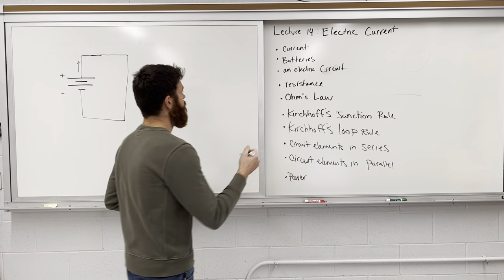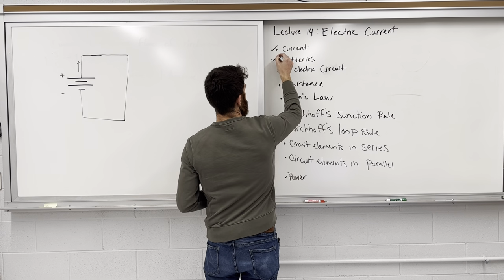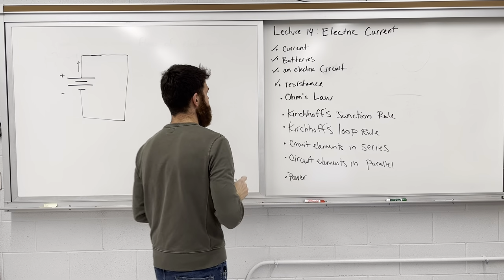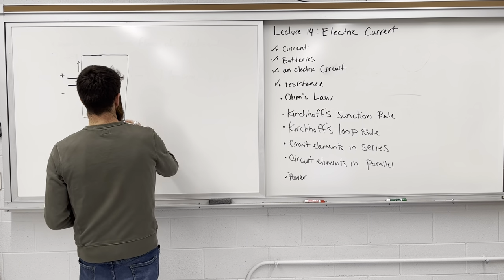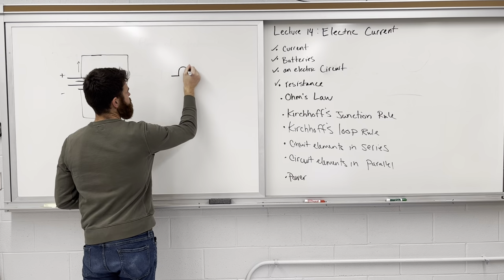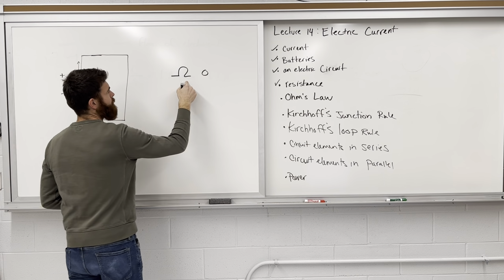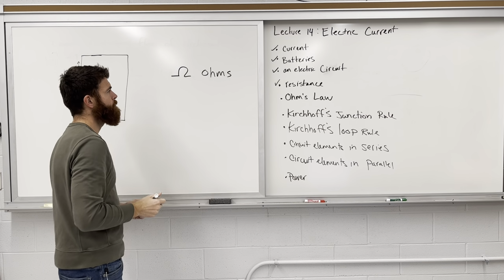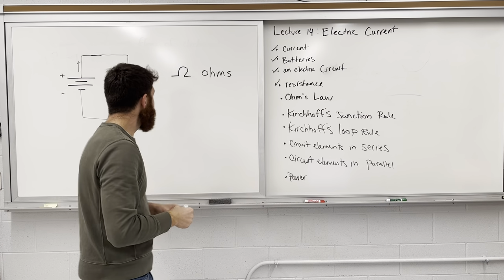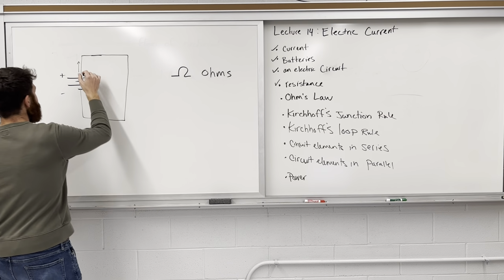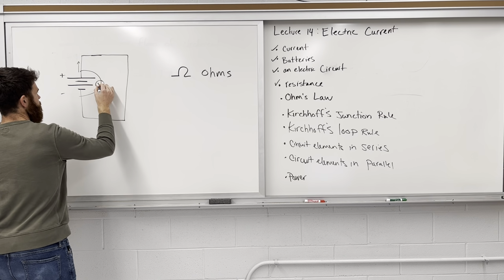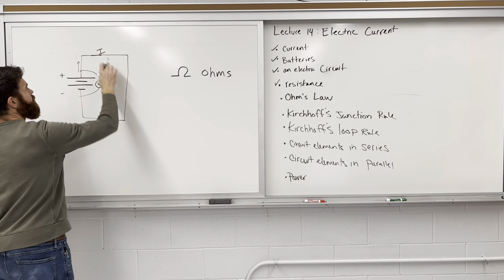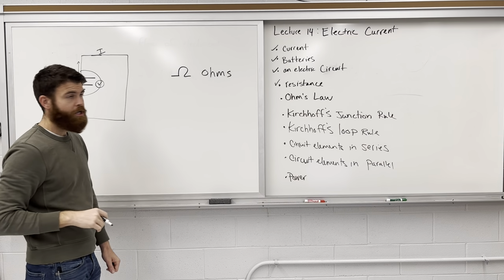So that's electrical. So we talk about current, batteries, electric circuit. We talk about resistance. Now the resistance is measured in ohms. Okay, and we use the capital Greek letter omega to represent ohms. So ohms is the measure of resistance. All right, so we have the voltage across the battery, V, which produces a current, I. So I is the symbol we use to represent current.